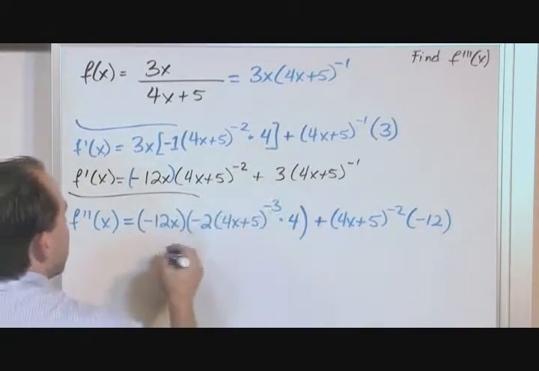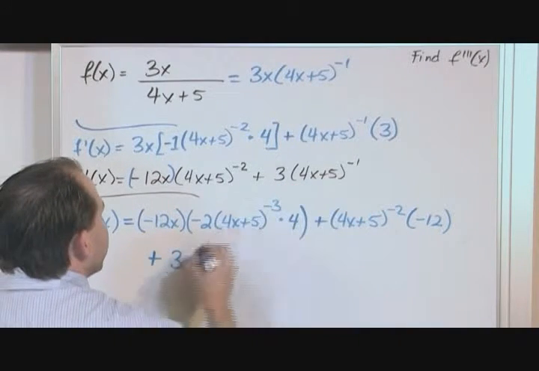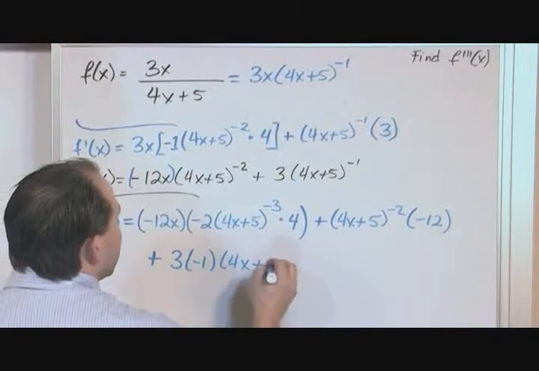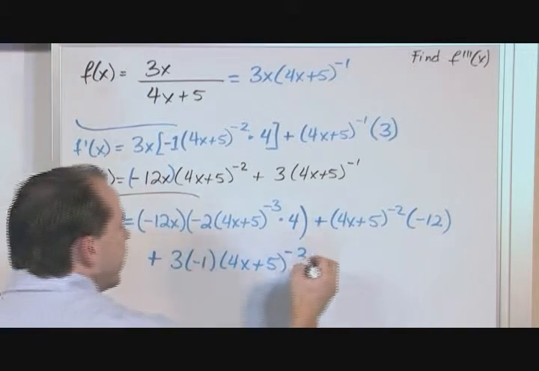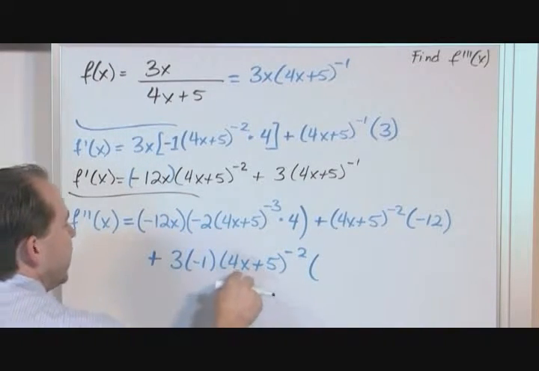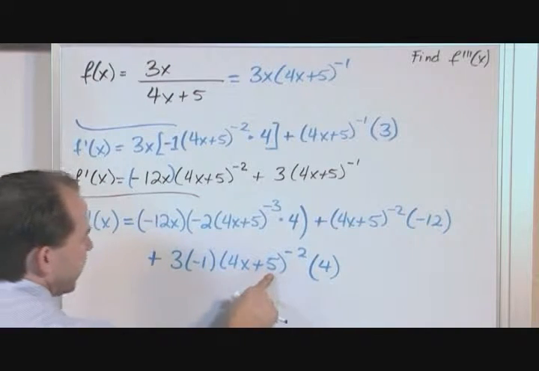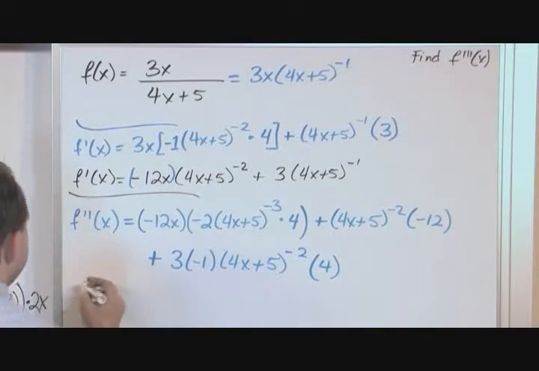But we need to continue on because we have to take the derivative of this guy. So we'll have the 3. Let's take the derivative of this. The negative 1 comes down, (4x + 5). Subtract 1 off the exponent gives us negative 2, but we're not done. We have to take the derivative of the inside, which is going to be 4. Derivative of this is 4, derivative of this is 0. This is the second derivative. Okay? Let's go ahead and clean it up a little bit.